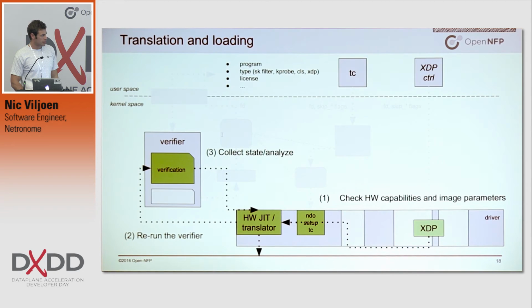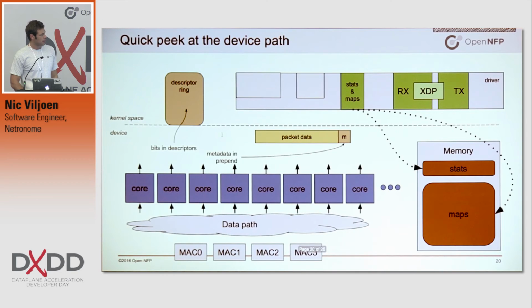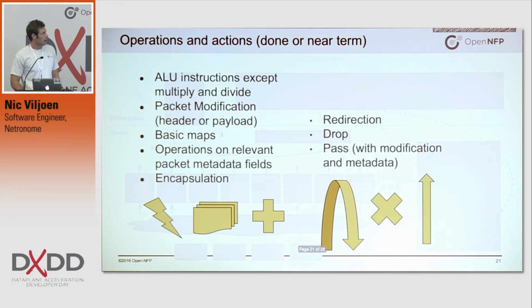We then collect the state, analyze it, and then the optimization, generation using the JIT, and actually loading the image onto the NFP happens. So that's kind of the order in which this would happen when you get to the point of actually offloading it. And this is just a quick peek of the device path. I'm not gonna spend too much time on this stuff because I want to get through.